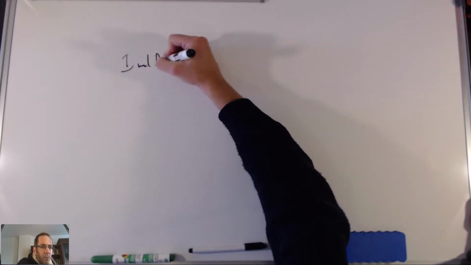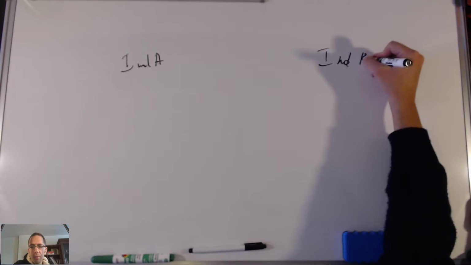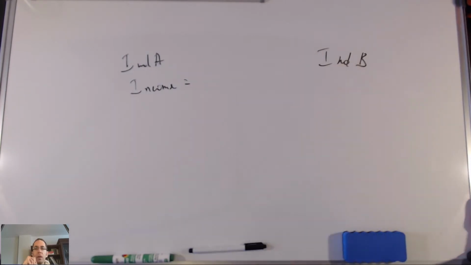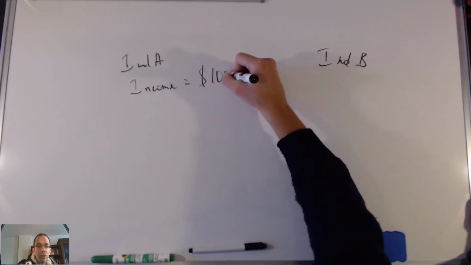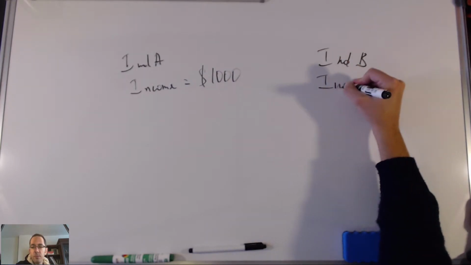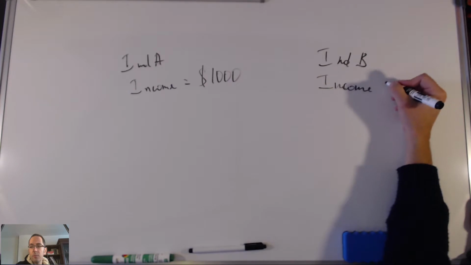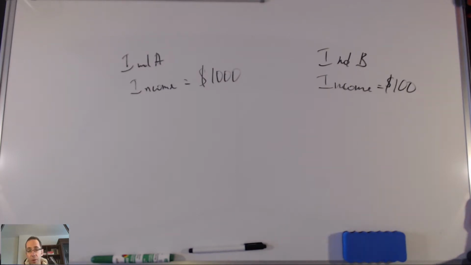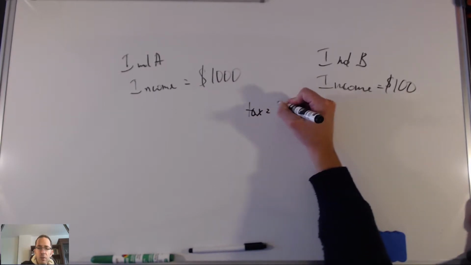So imagine that we have two individuals, individual A, and over here we're going to have individual B. And A's income would be, let's say, $1,000, and B's income would be $100. So B is substantially poorer than A. Imagine now that we have a tax which is an indirect tax. It may be a percentage tax, it may be a specific tax, it doesn't matter, but it amounts to $10. So our tax is equal to $10.